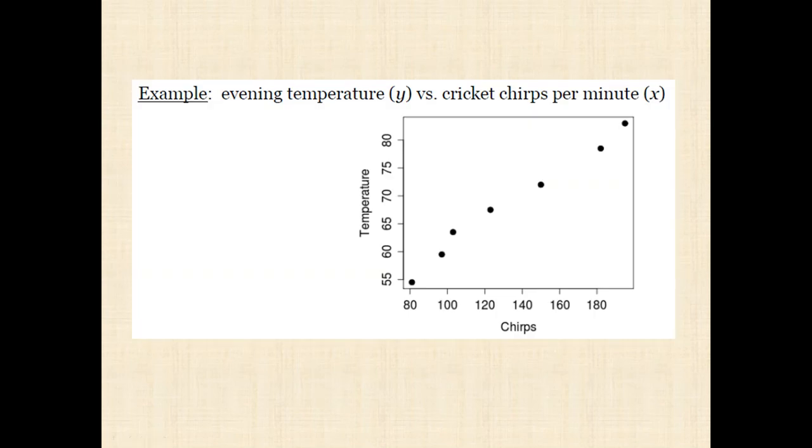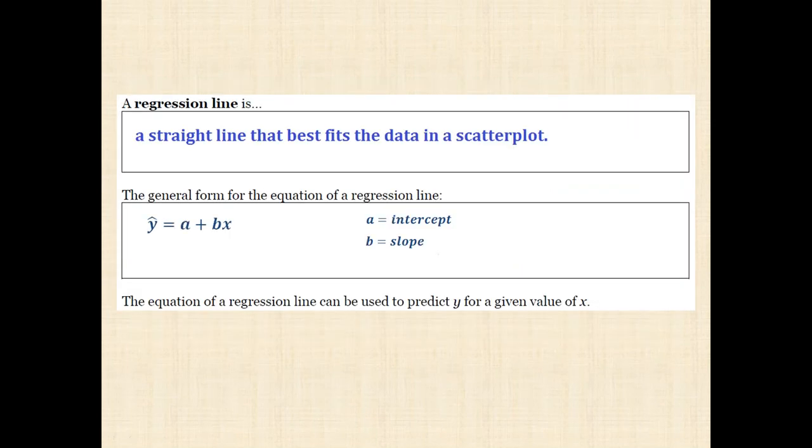That scatter plot looks fairly linear, and if you were going to put in a best fit line, it's pretty clear where it would go. The real name for such a best fit line is a regression line. Like it says there, a regression line is a straight line that fits the data in the scatter plot the best. The general form for the equation of a regression line is in that next box.